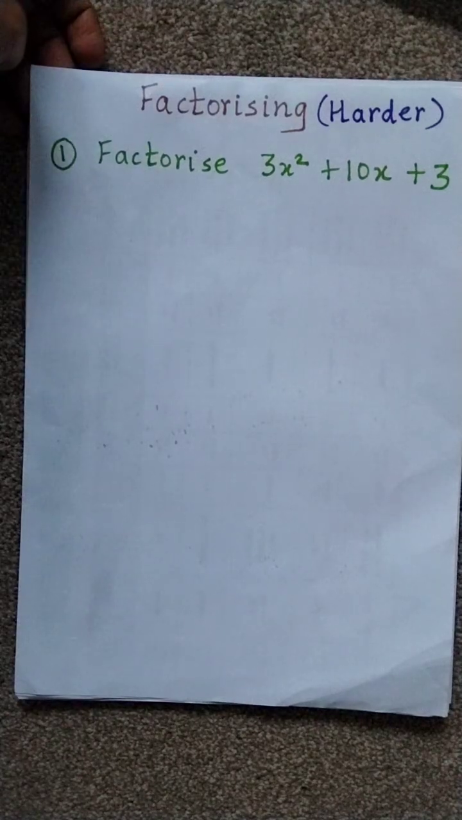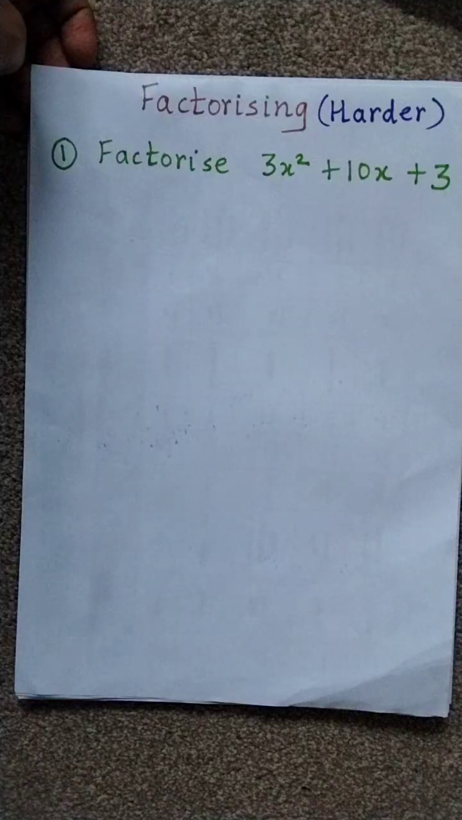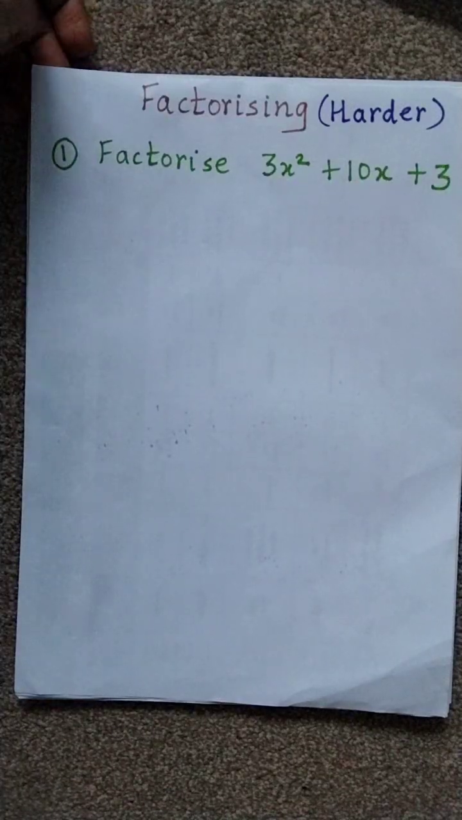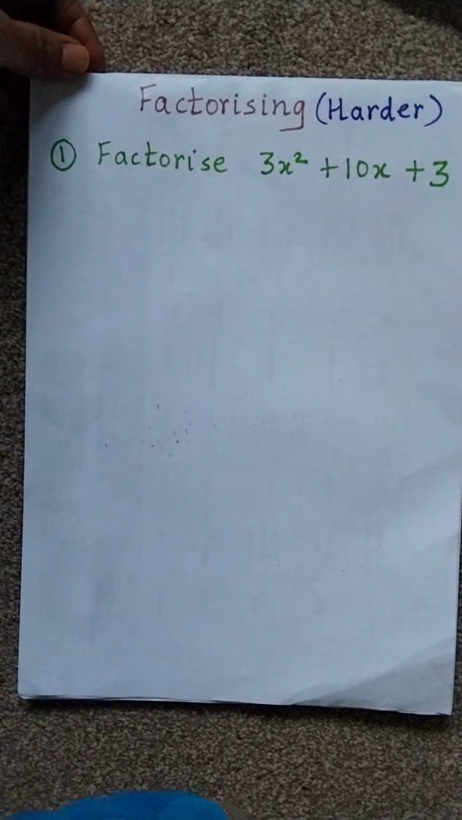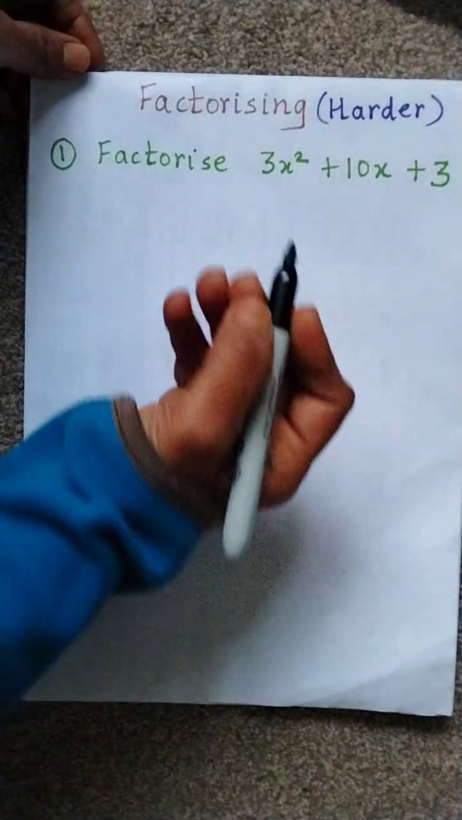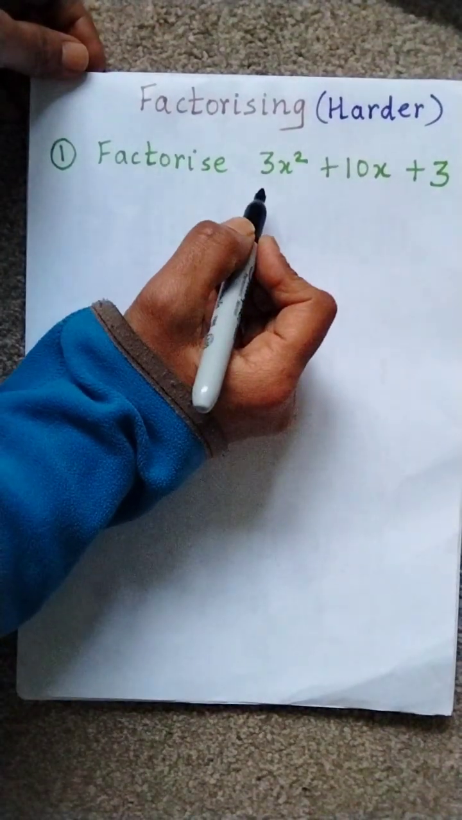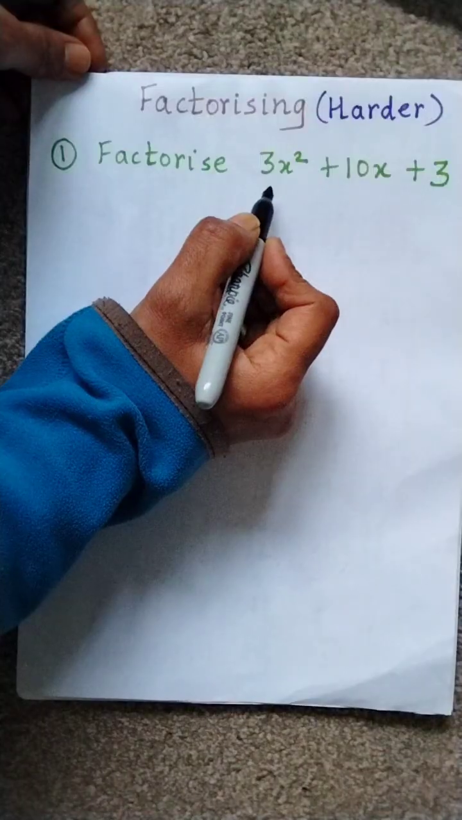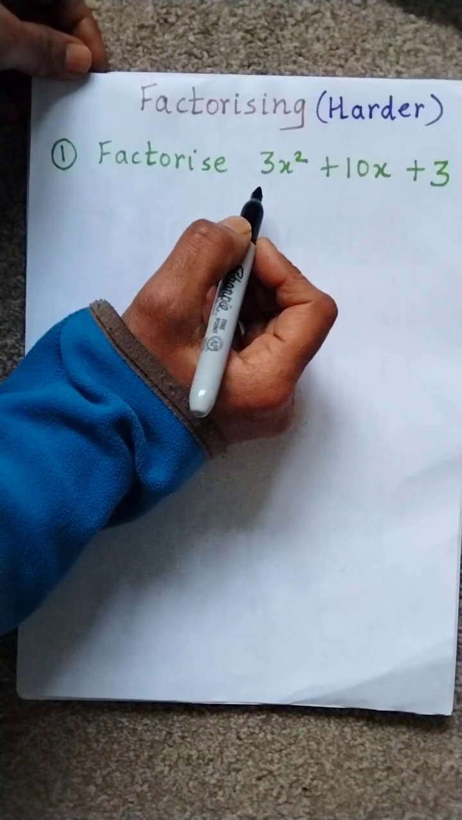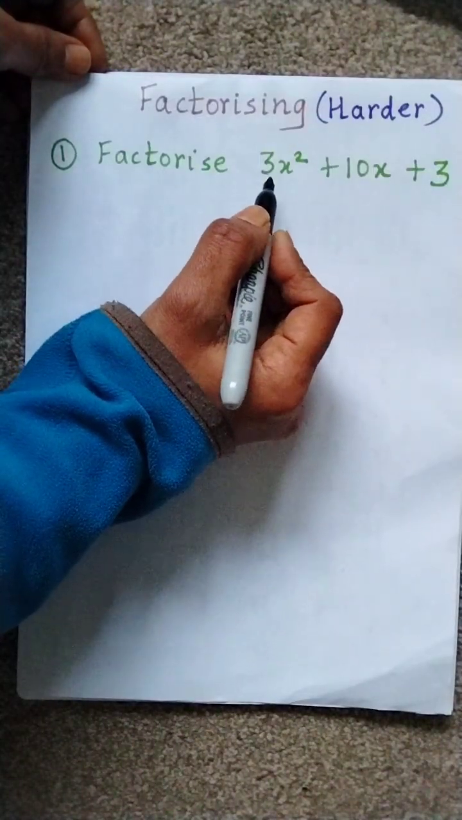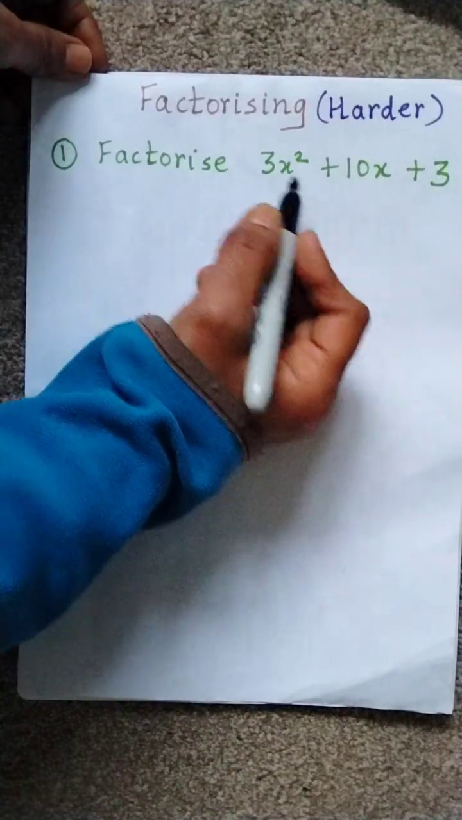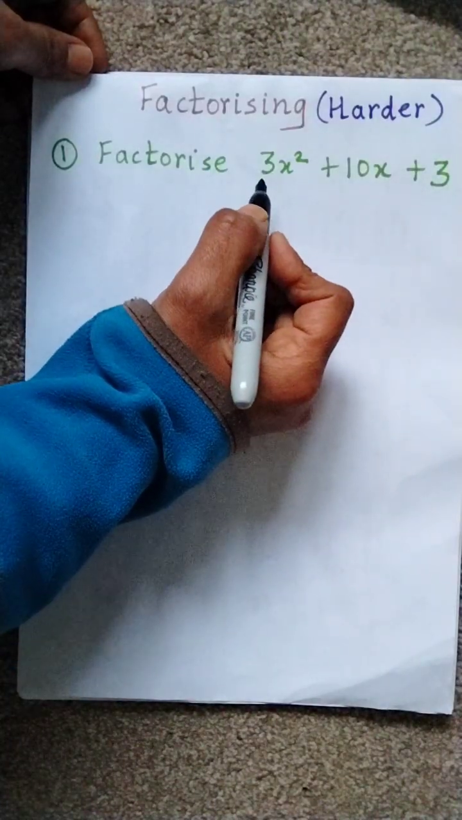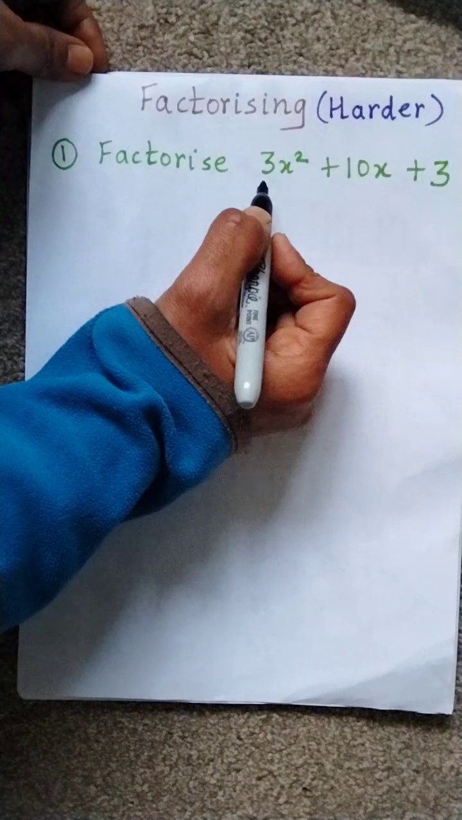Hi everyone. In today's video we will learn how to factorize the quadratic equation, but this time we will be factorizing harder quadratic equations. Harder means the first term, instead of having coefficient 1, has a different coefficient. There are three terms: 1, 2 and 3. The first term has a coefficient of 3, not 1.